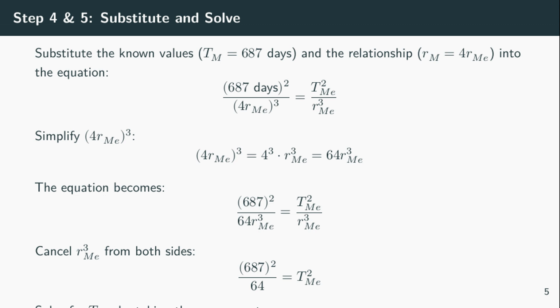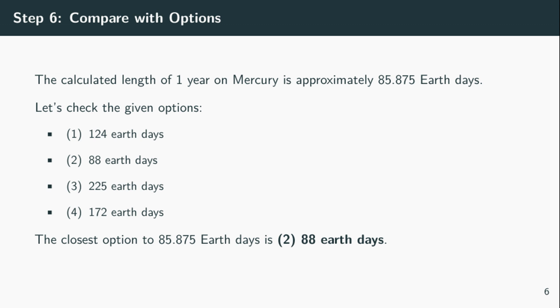Simplifying, the square root of 687 squared is 687 and the square root of 64 is 8. So TMe is 687 divided by 8. Calculating this gives us 85.875 days. Finally, step 6 is to compare our calculated value with the options provided. We calculated that the length of 1 year on Mercury is approximately 85.88 Earth days.